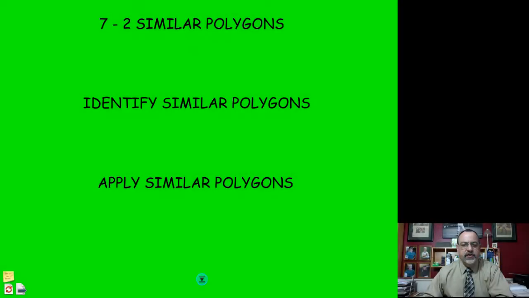Chapter 7, Lesson 2 of Geometry, and we want to look at similar polygons. You remember earlier this year we looked at congruent polygons, and congruent polygons were polygons where all of the corresponding angles were congruent and then all of the corresponding sides were congruent. And then we used that definition particularly with triangles, and we proved triangles congruent by proving all their parts congruent first.